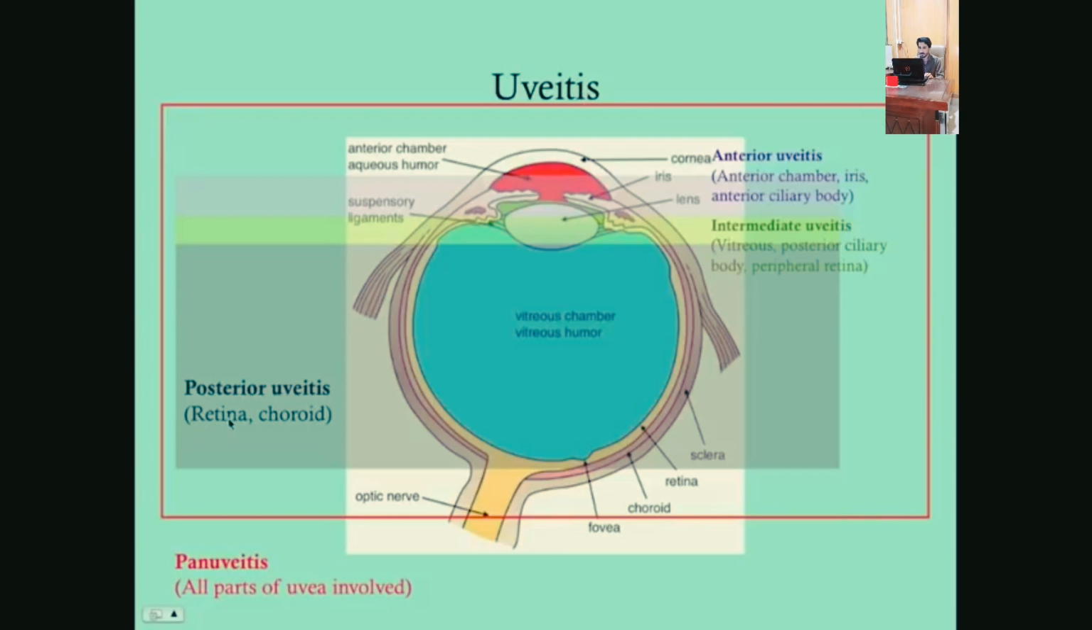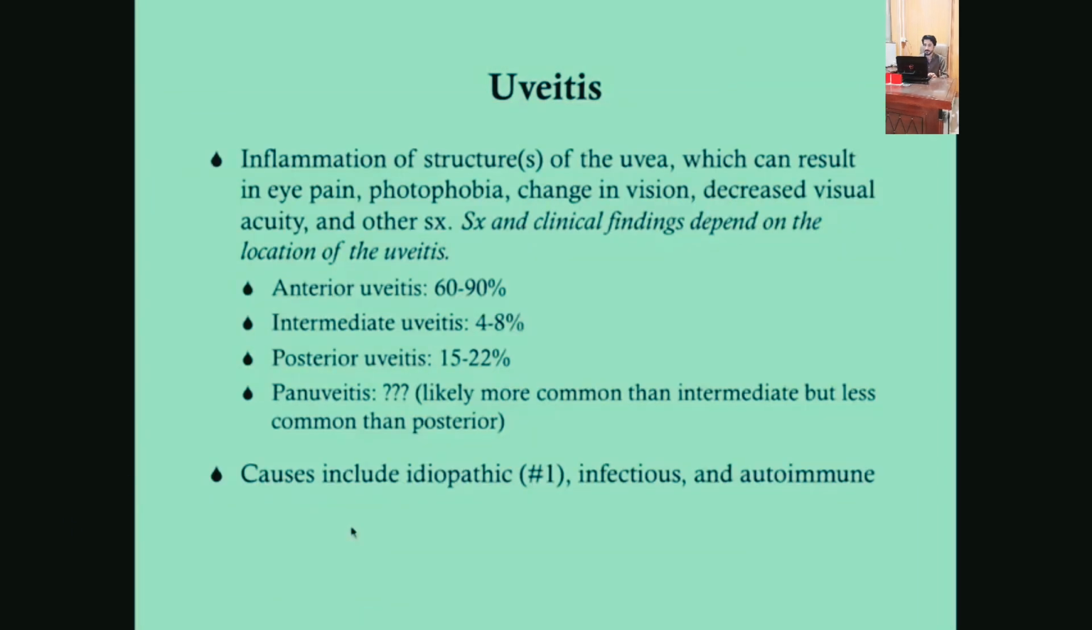And now I know the retina is not part of the uvea, but because the retina is so intimately associated with the choroid, when you have inflammation of the choroid, it many times leads to inflammation of the retina. And so that's why I included the retina here. So uveitis is inflammation of the structures of the uvea, which can result in eye pain, photophobia, change of vision, decreased visual acuity, and other symptoms. And the symptoms and clinical findings are going to depend on the location of the uveitis.